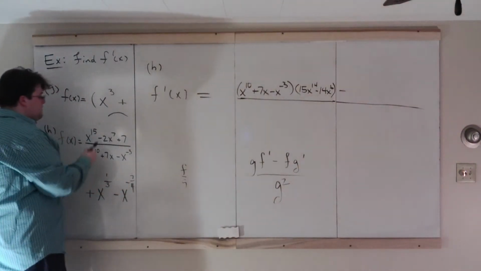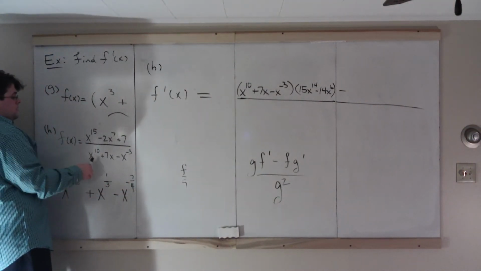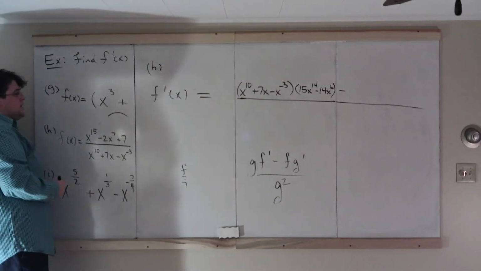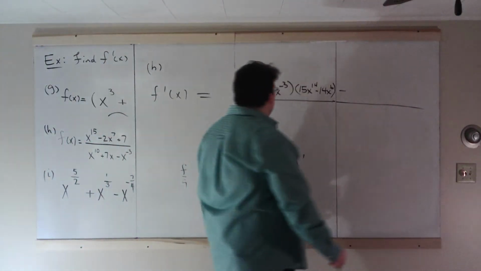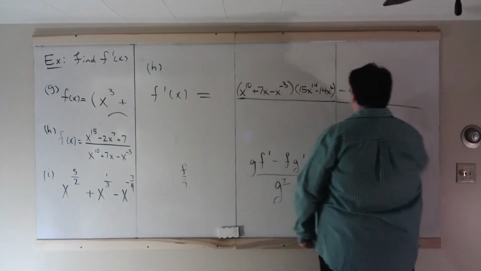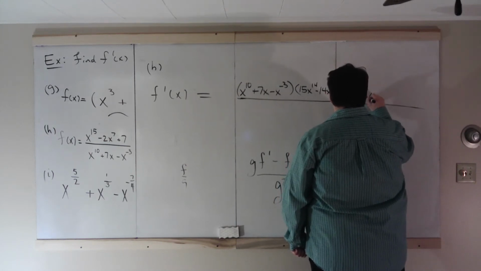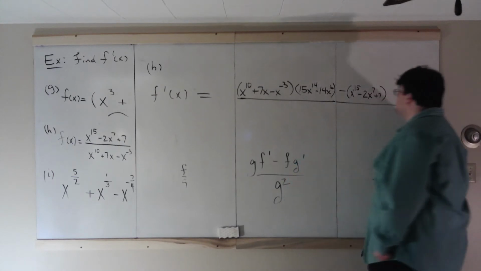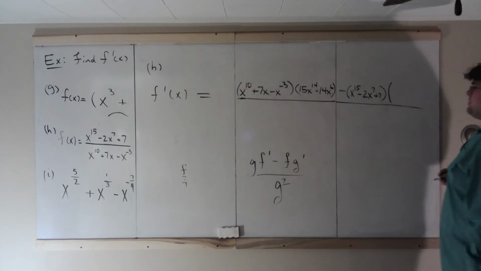Derivative of the top, well, we have some power rules. 15x to the 14. 7x to the 6th times negative 2 gives us negative 14x to the 6th. 7 is a constant, so its derivative is 0. So we have bottom, derivative top, minus top. So just write the top. Derivative of the bottom. What's derivative of the bottom?